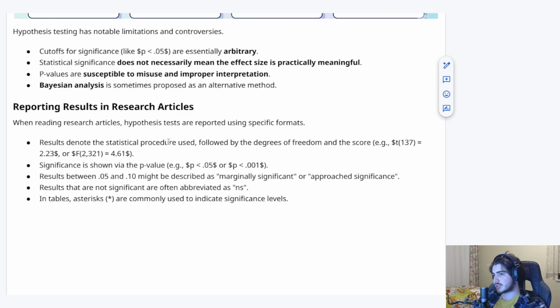Results denote the statistical procedure used, followed by the degrees of freedom and the score. Who knows what freedom is? Significance is shown via the p-value. Results between 0.05 and 0.10 might be described as marginally significant or approached significance. Results that are not significant are often abbreviated as NS. And in tables, asterisks are commonly used to indicate significance levels. And that's it.